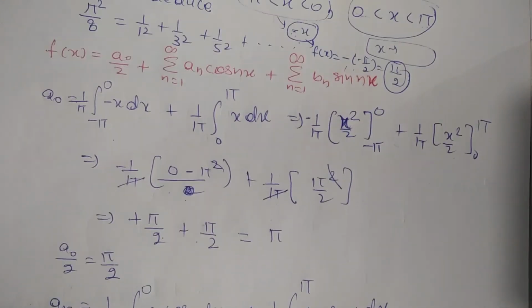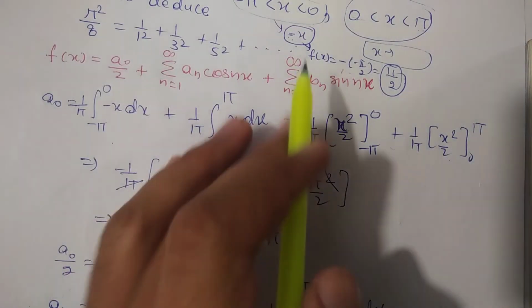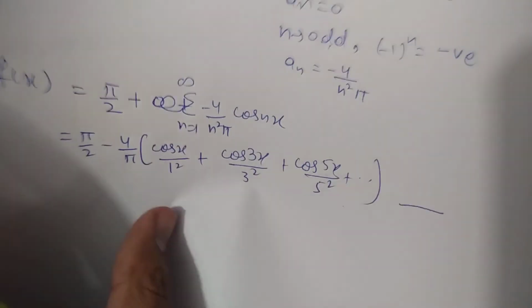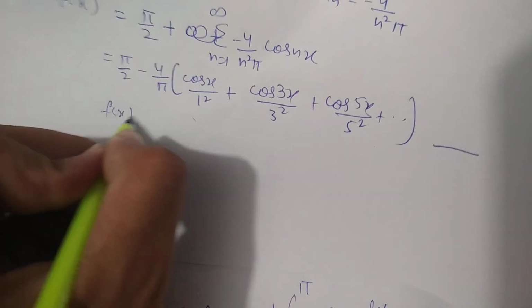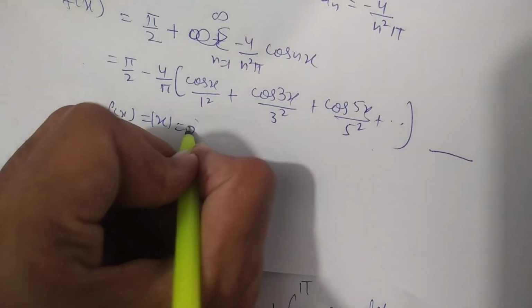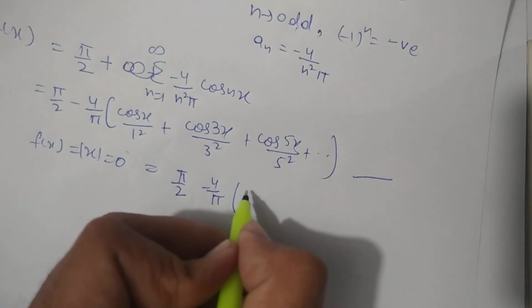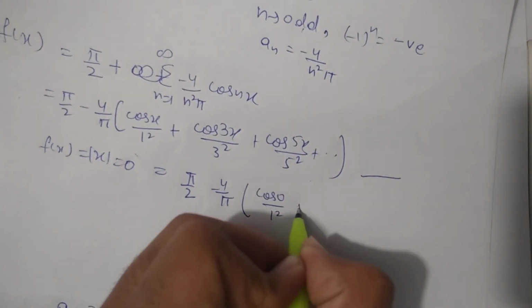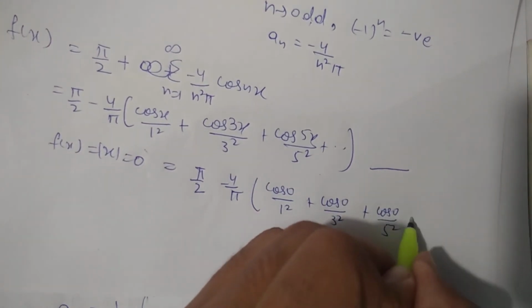But finally students, we have to deduce this relation also, that is pi square by 8 is equal to this. So here we know that for the value of x equals 0, I can write it just like that, because x is the only function of discontinuity over there. So I will put f of x, that is mod of x, equals 0. So this whole value will be equal to pi by 2 minus 4 by pi, and inside this value cos 0 by 1 square plus cos 0 by 3 square plus cos 0 by 5 square up to infinity.